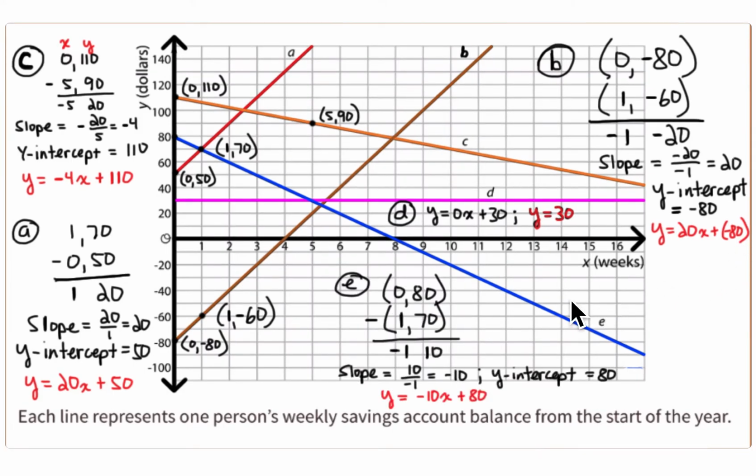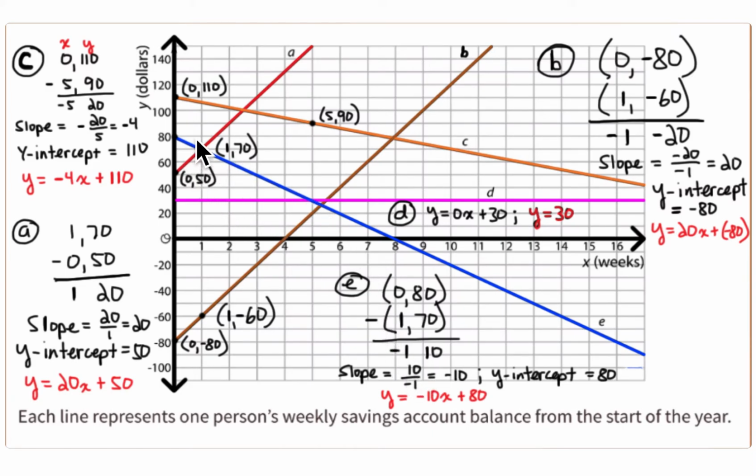And the last graph is E. It's this blue one right here. So this graph starts out at positive 80, but this is also a negative slope. And so they are spending money. This person is spending money, and they're actually spending money at a faster rate because it's a steeper slope than person C. So they're spending money at $10 per week.